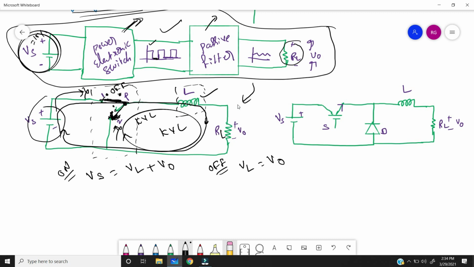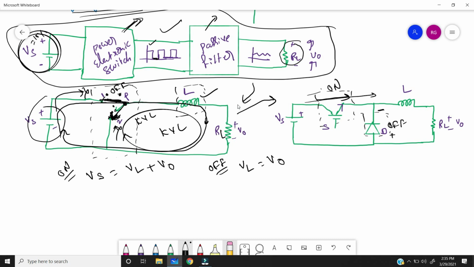Now again I am redrawing this diagram. Here we are taking a double pole switch, right? I am converting this double pole switch into two switches, the switch S and the switch D, which is nothing but a diode. Why? Because if we turn on this switch, we need to turn off this one. When this is on, current is flowing through this, so it is reverse biased, because it's going to negative from positive. It is reverse biased. That's why it is automatically off.